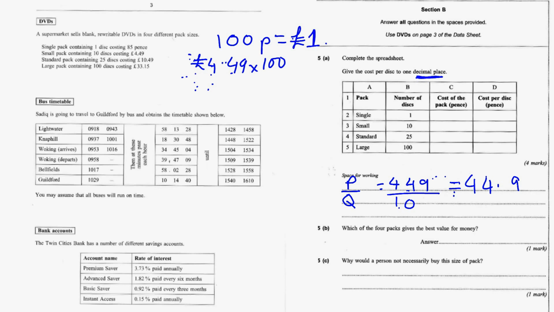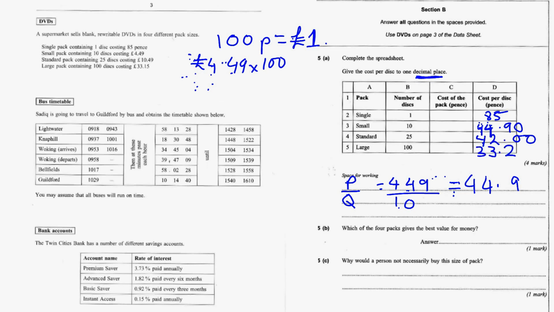So this one here will be 44.90. Remember, it's in pence, so we just put the 0 there. Okay, remember this one was 85p. Now the next one is a little bit more tricky. Okay, look at the answers for the other one.